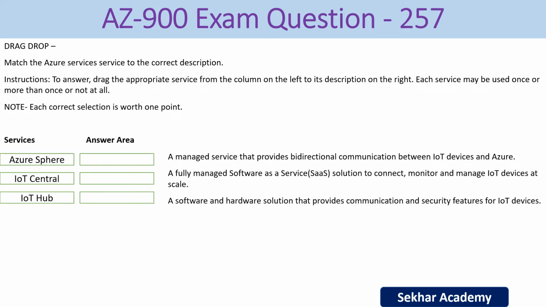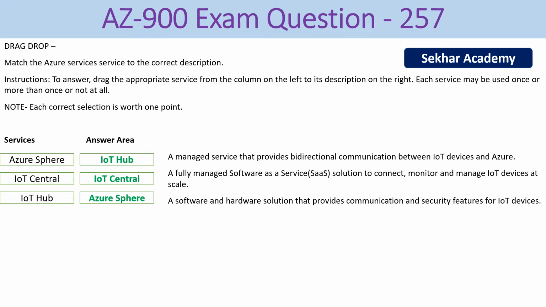Question number 257. Match the right Azure service in the answer area. The services are Azure Sphere, IoT Central, and IoT Hub. The statements we have: a managed service that provides bi-directional communication between IoT devices and Azure; a fully managed software as a service solution to connect, monitor, and manage IoT devices at scale; and a solution of services, software and hardware that provides communication and security features for IoT devices. The right options for each statement in the answer area are: IoT Hub, IoT Central, and Azure Sphere.